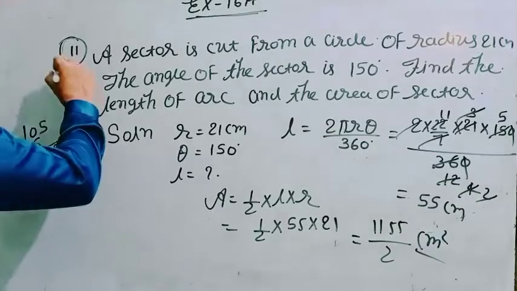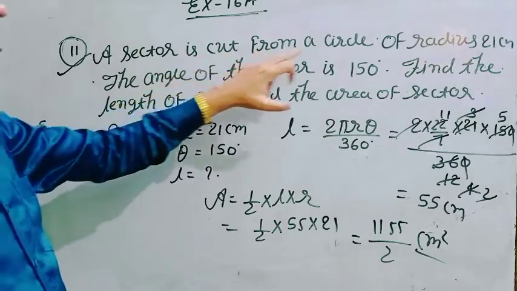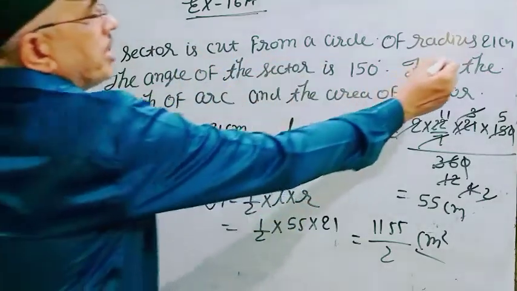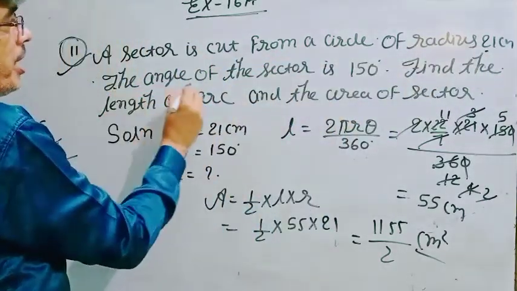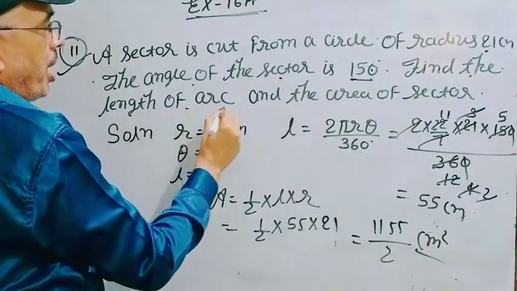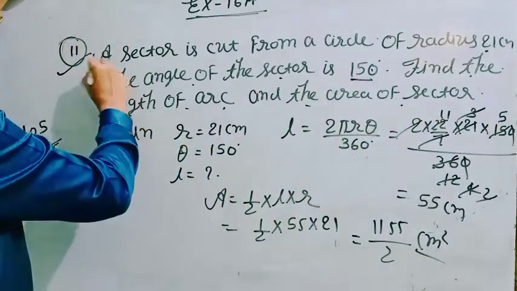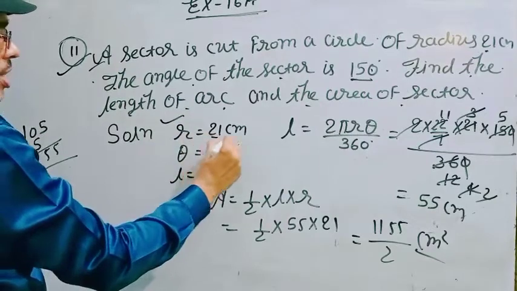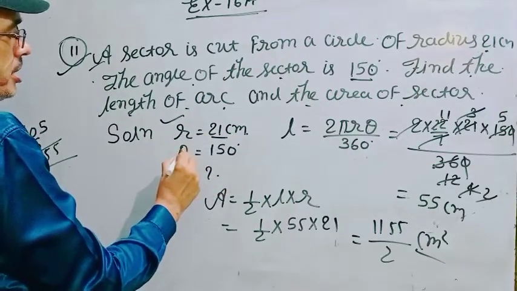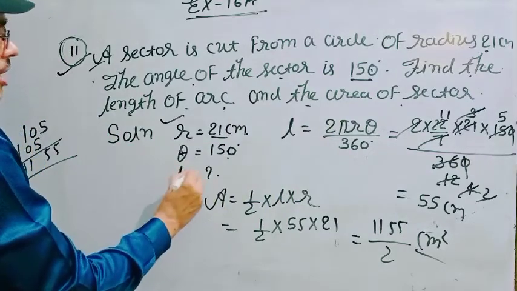Now see here question number 11. A sector is cut from a circle of radius 21 cm. The angle of the sector is 150 degrees. Find the length of the arc and the area of the sector. Dear student, here the radius is equal to 21 cm and theta, the central angle, is given as 150 degrees. Your question is, what is the length of the arc?